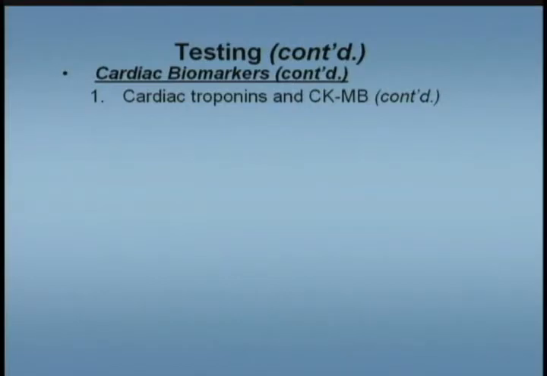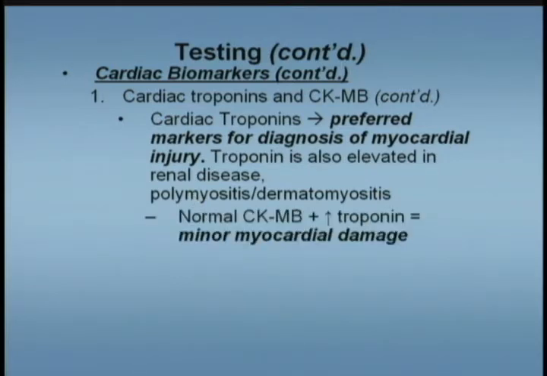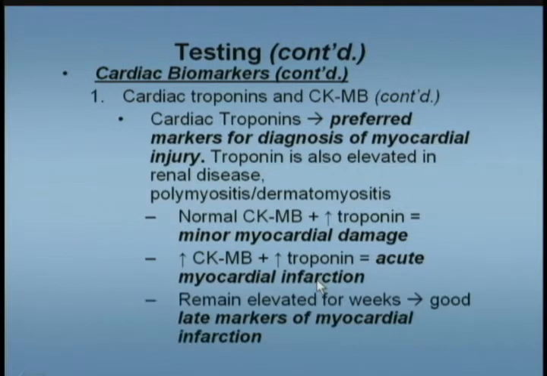CKMBs and troponins. The major issue is that troponin is extremely specific, but it builds up in people who have renal failure. Troponins build up in people who have renal failure. And here's the other thing: it can remain elevated for weeks. That means if a week later you're having new chest pain, you can't use a troponin to tell you whether or not you have ischemia.